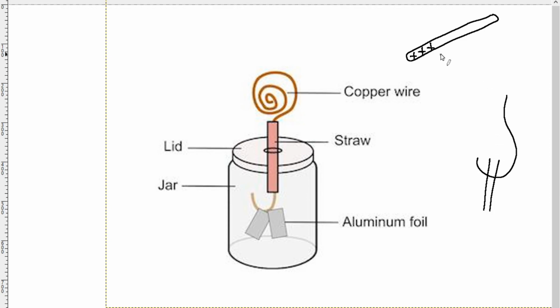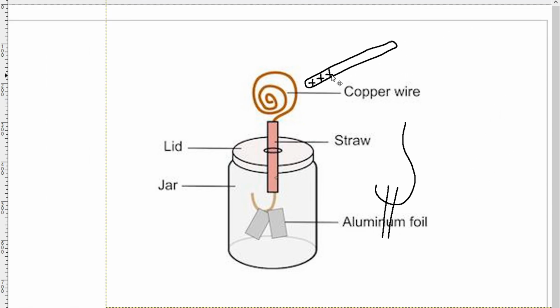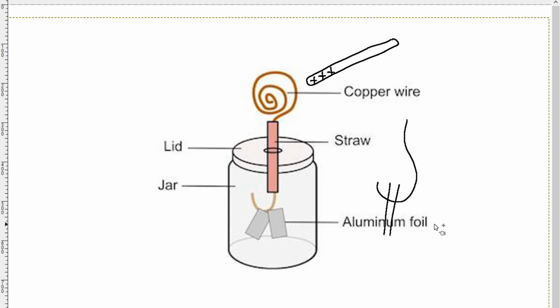And when you bring your charged object near it, like that, oops, I didn't realize that was on the same layer. Excuse me. When you bring your charged object near the electroscope, then what's going to happen to that copper wire is all of the electrons are going to move up here towards that positive rod, which means you're going to have a positive charge down here.